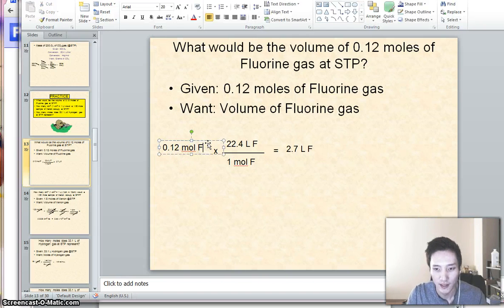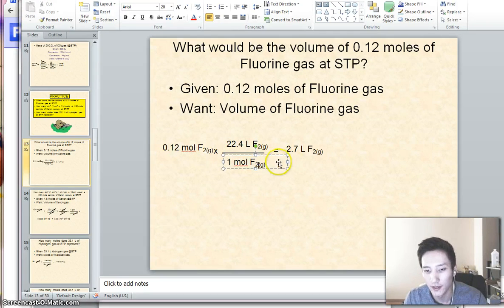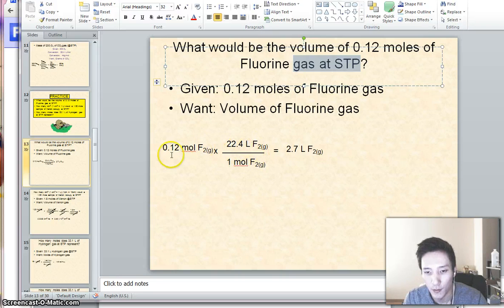Whoops, it's actually F2. Fluorine gas. I should put the G2 just to be consistent. Fluorine is a diatomic, so this is why it's F2. Okay, to go from moles to liters, that's easy. Because we know that for every 1 mole of a gas at STP, and it says at STP, it occupies 22.4 liters. So we just simply put this over 22.4 liters. Moles cancels out, and we're left with 2.7 liters of fluorine.